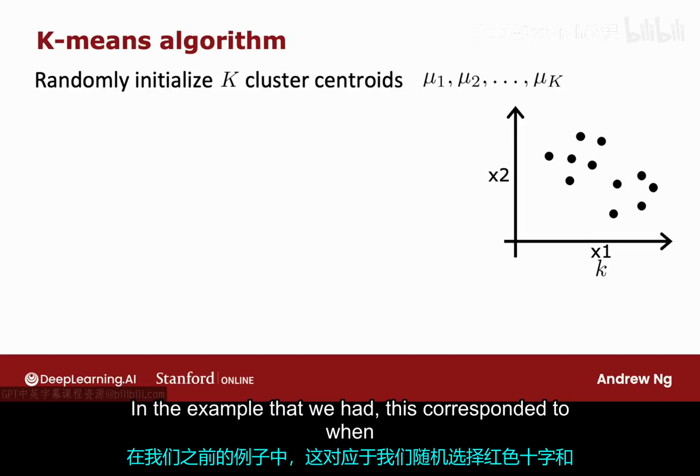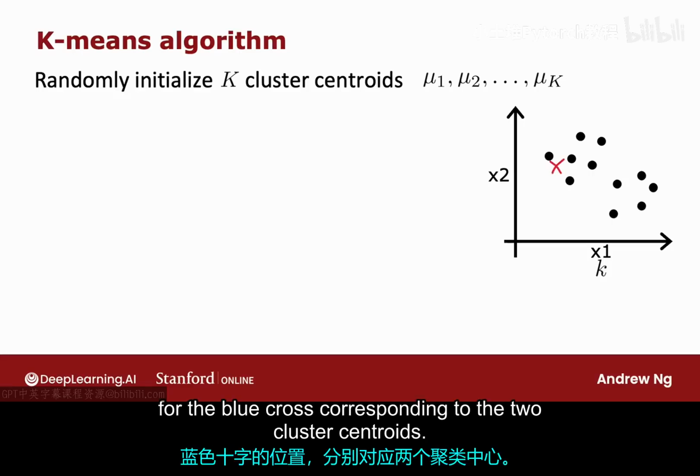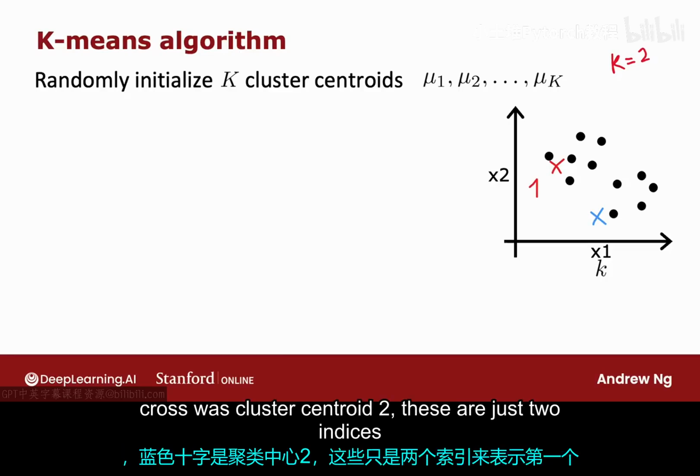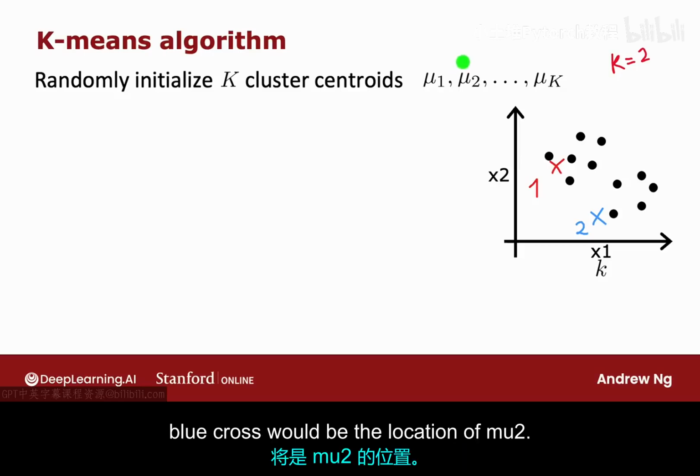In the example that we had, this corresponded to when we randomly chose a location for the red cross and for the blue cross corresponding to the two cluster centroids. In our example, k was equal to 2, so if the red cross was cluster centroid 1 and the blue cross was cluster centroid 2, these are just two indices to denote the first and the second cluster. Then the red cross would be the location of mu1 and the blue cross would be the location of mu2.